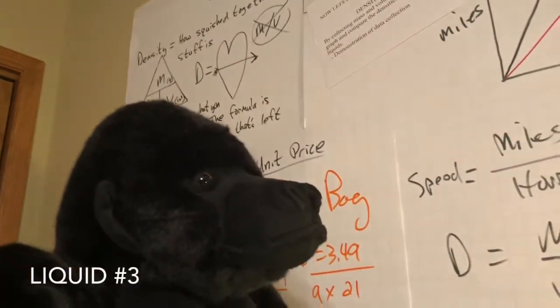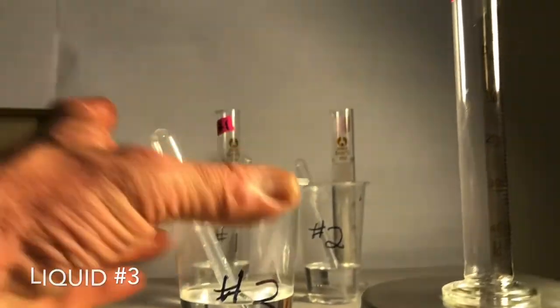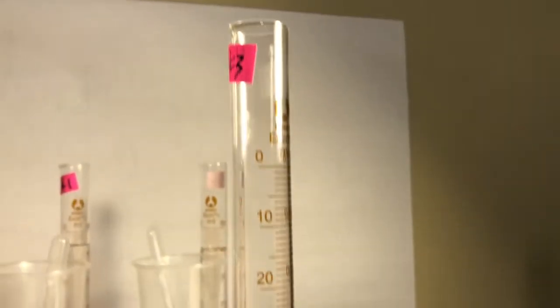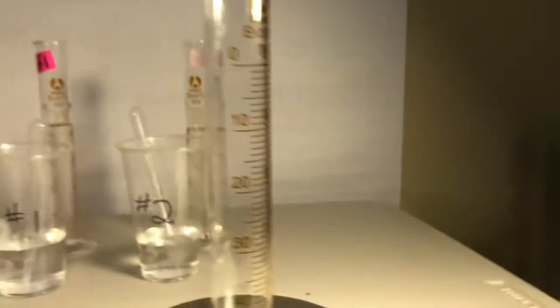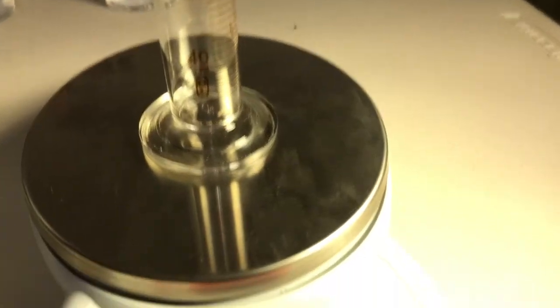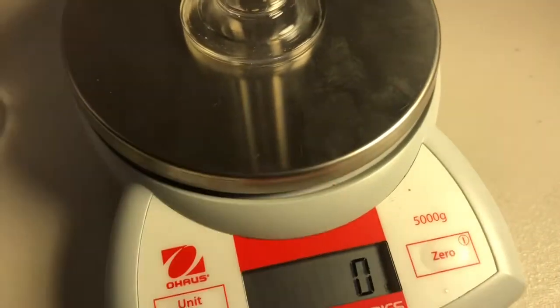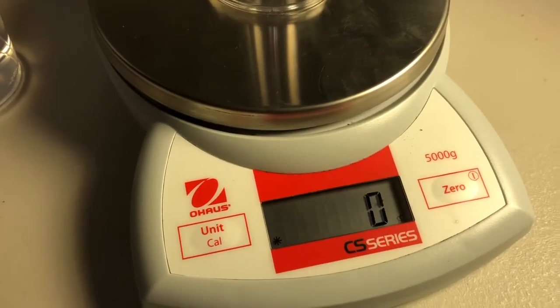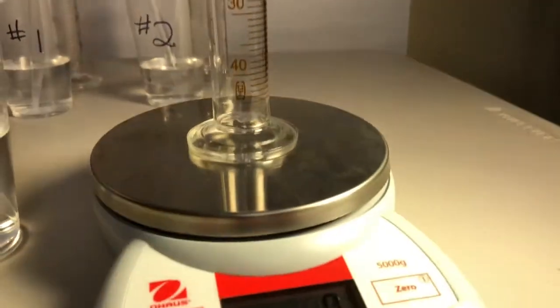We're having a blast, all three, four of us. Here comes liquid 3. I wonder what's up with that. We're going to find out. Let's make sure that our scale is 0 first. I'm going to zero it because I know one of those glasses, if I remember, was just a little bit heavier.